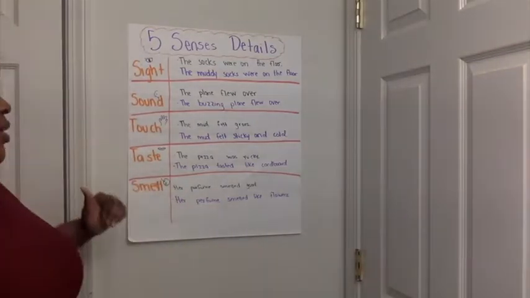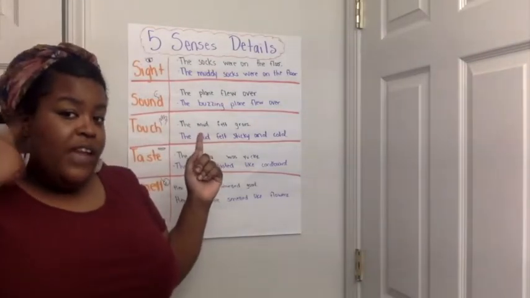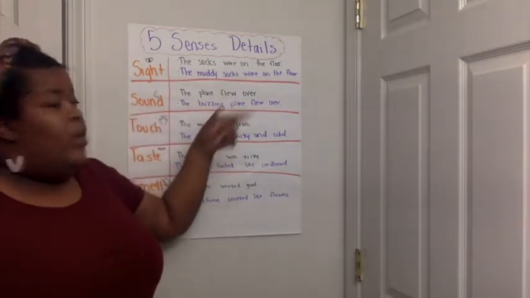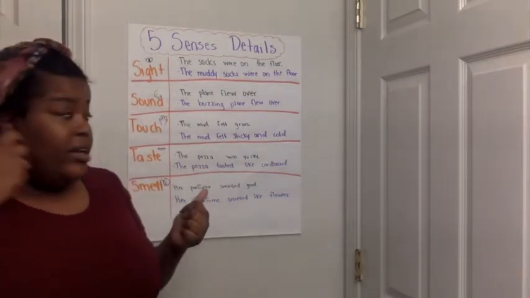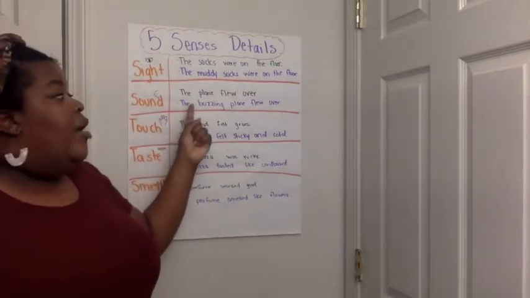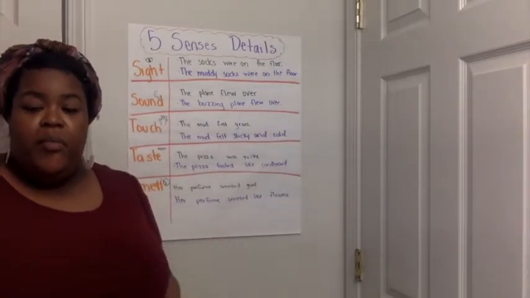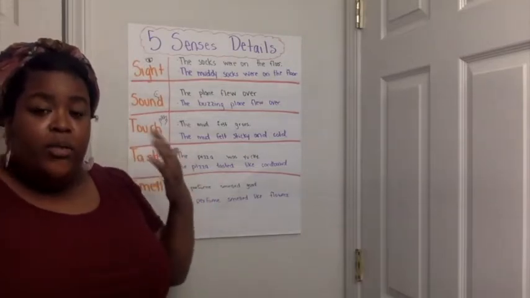So let's try the next one. The next one is for our sense of sound, what we can hear. So they wrote, the plane flew over. Good sentence, but let's see how they added in their sense of hearing. For this one, they said, the buzzing plane went over. So now the reader can imagine a zzz sound as they read. It's like a movie in their brain.